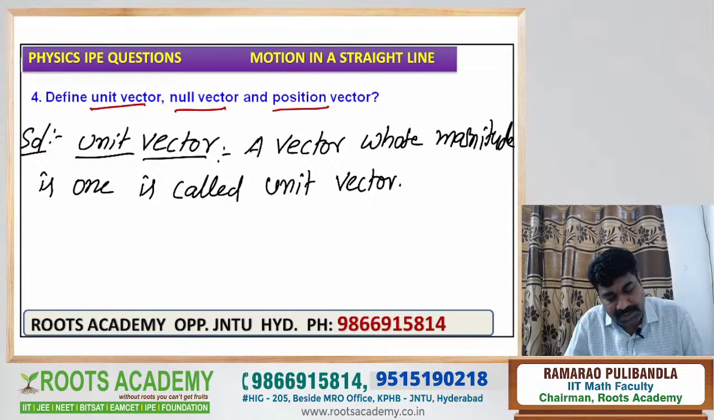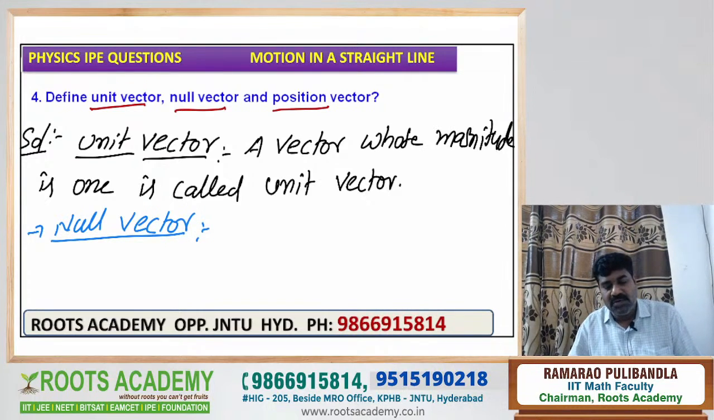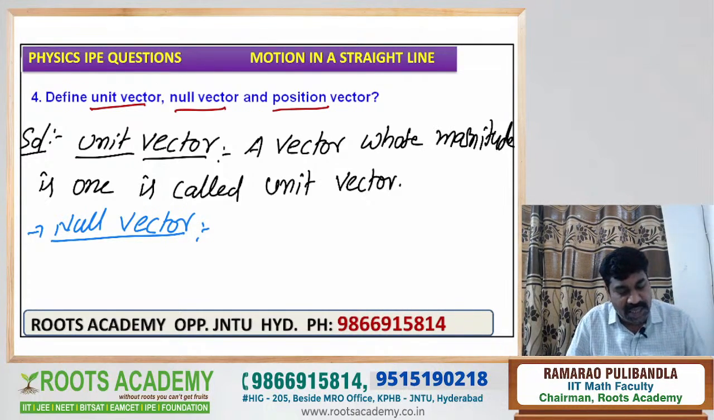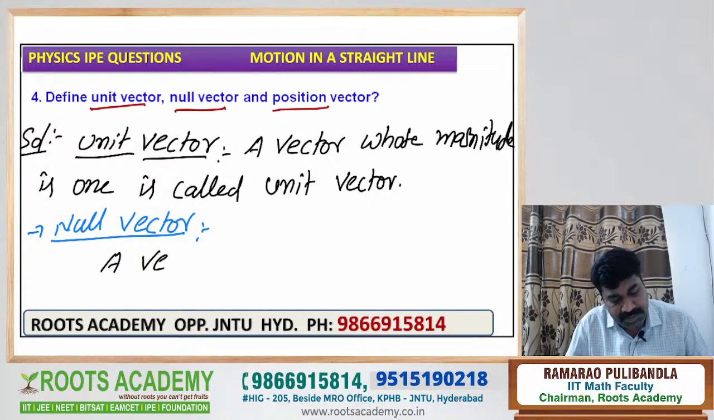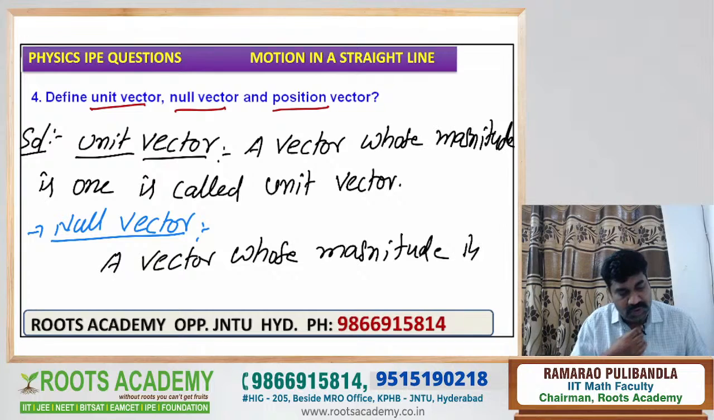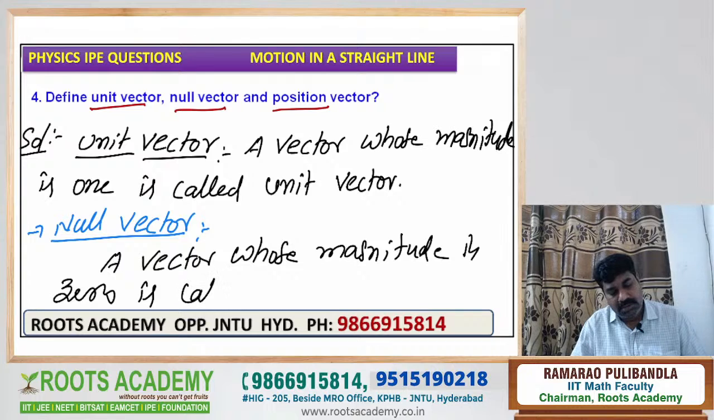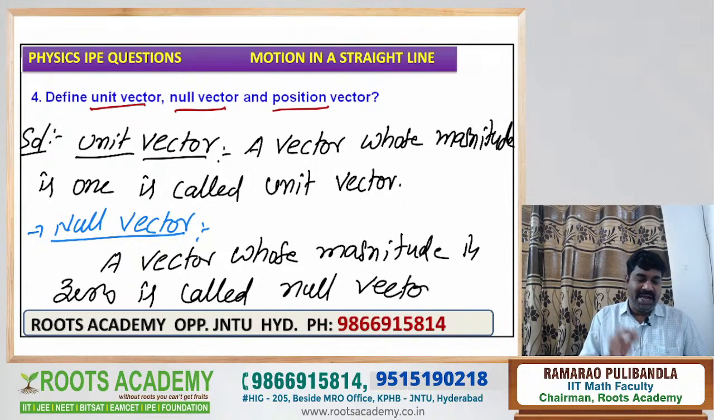Next one is the null vector. What is the null vector? A vector whose magnitude is 0 is called the null vector. A vector whose magnitude is 1 is called the unit vector.